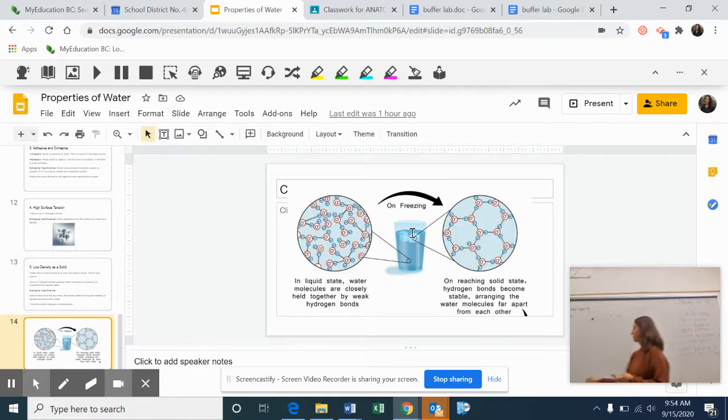What property of water does that demonstrate? Surface tension. Awesome. Okay, and biological significance of surface tension? Why is that helpful for life? Yeah, things can live on it.